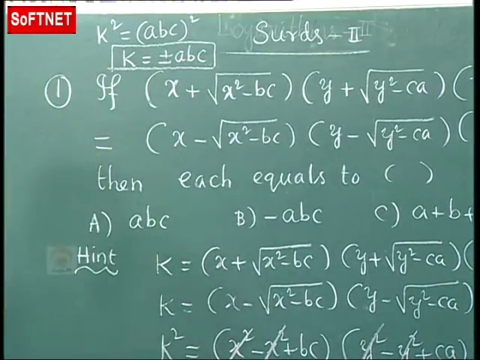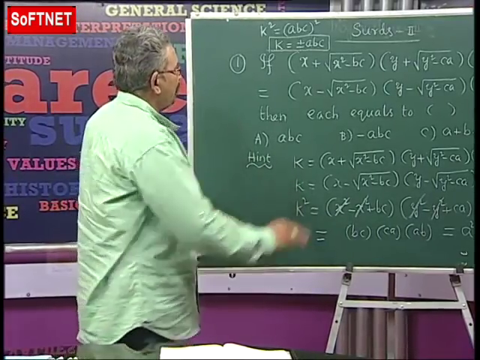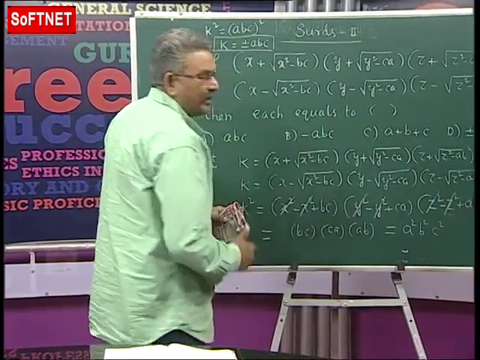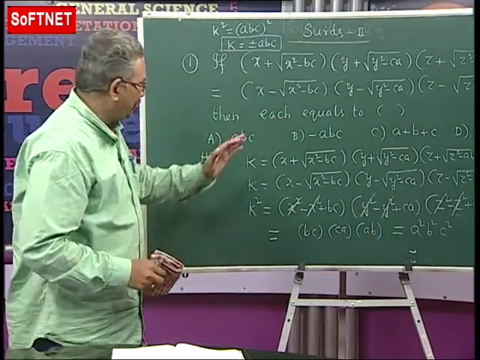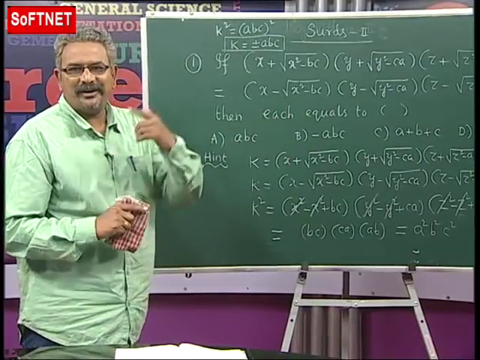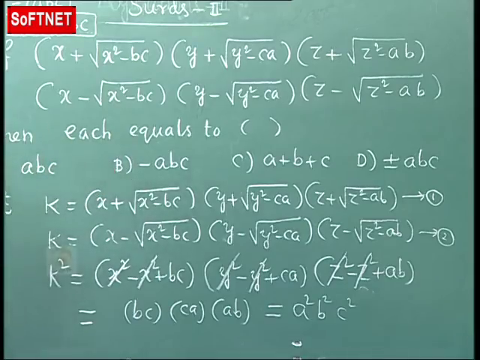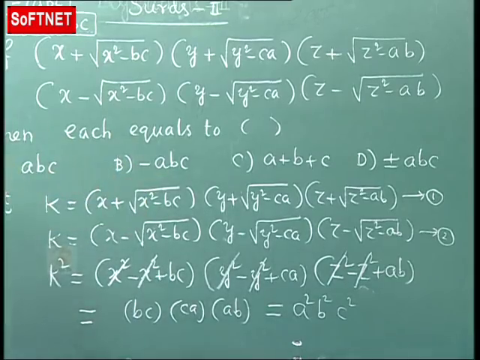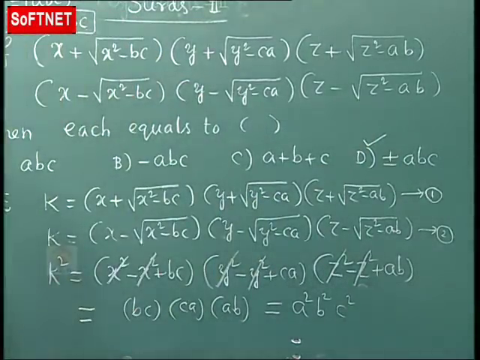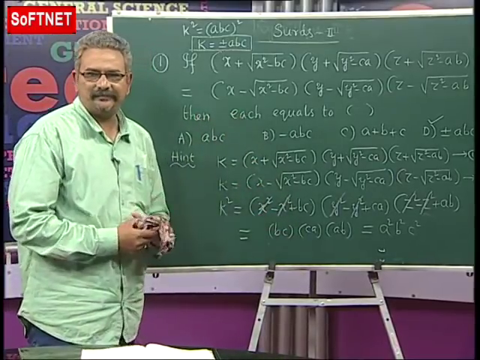So what is k? Left hand side is k, right hand side is k. So each equals plus or minus abc, not separately abc or minus abc. Generally one may be tempted to write the answer either A or B, but D is the perfect answer. So D is the right answer. I hope you have followed this method.